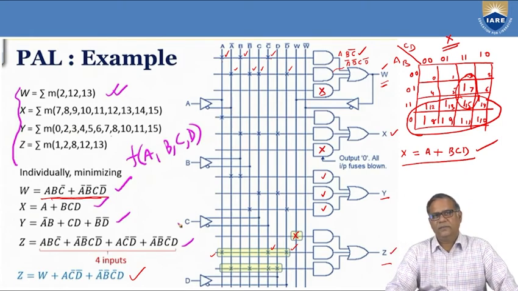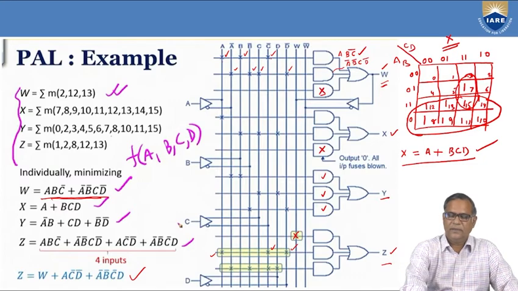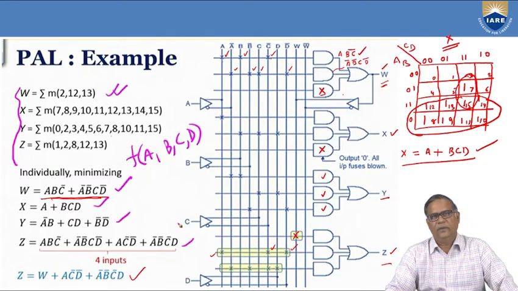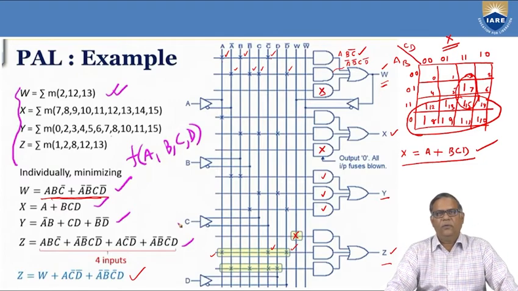So PAL is a programmable AND array and fixed OR array. In the OR gate there is no programming. So this is how we can realize a Boolean function using PAL.